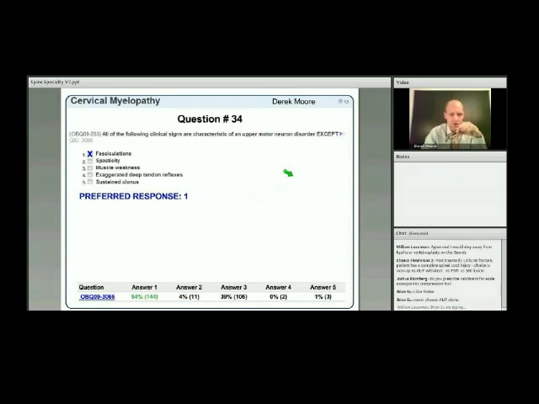So going back to the question, all of the following clinical signs are characteristic of upper motor neuron disorders except, so we just went through that. Classic symptoms of cervical myelopathy and upper motor neuron disorders are spasticity, muscle weakness, exaggerated deep tendon reflexes, or sustained clonus. So the only one that is not typical is fasciculations.